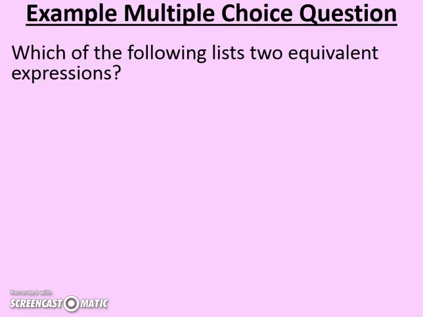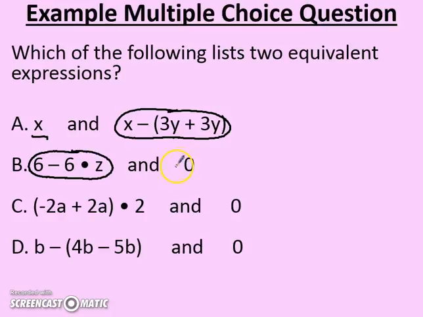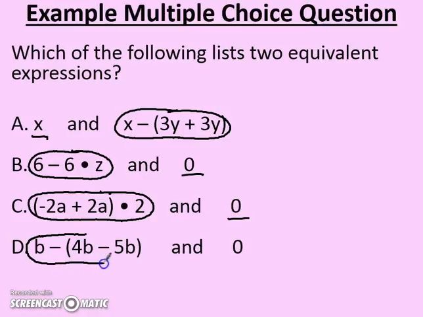Let's now look at an example of a multiple choice question. This says, which of the following lists two equivalent expressions? And here are our choices. So we're asked, does x equal x minus 3y plus 3y? Does 6 minus 6 times z equal 0? Does negative 2a plus 2a times 2 equal 0? Or does b minus 4b minus 5b equal 0?